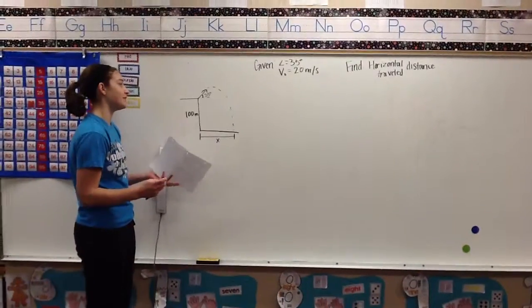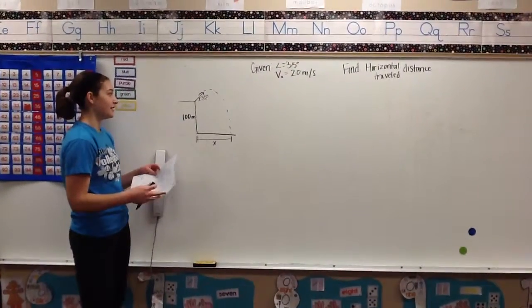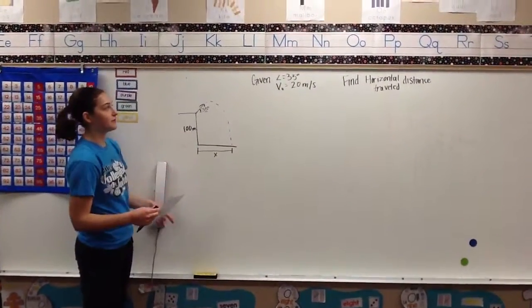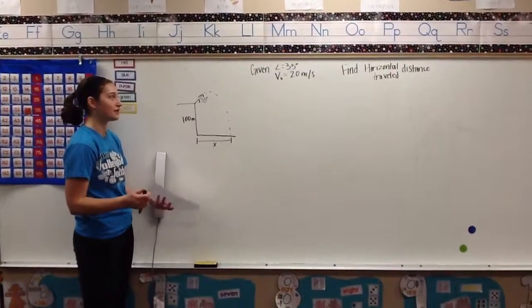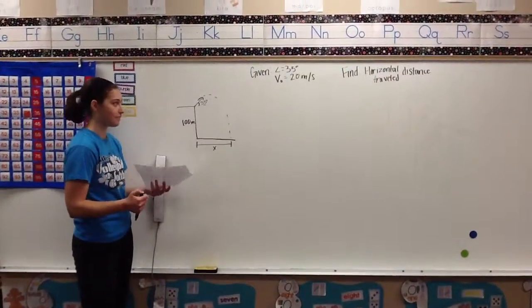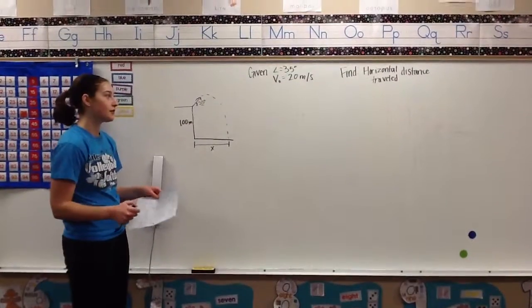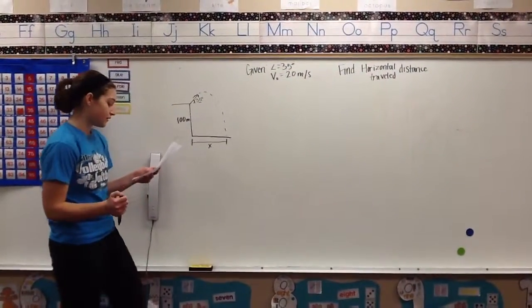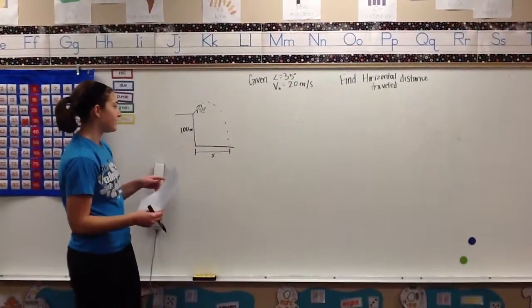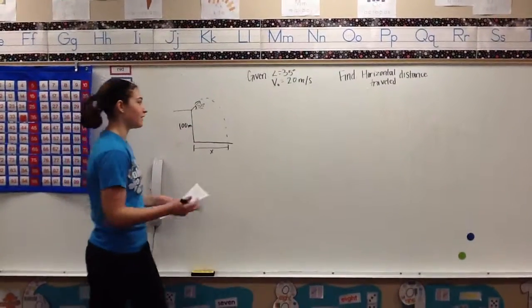This one is a projectile motion problem, and you're given the angle of launch, which is 35 degrees, and the initial velocity is 20 meters per second, and you have to find the horizontal distance traveled. So you have to start with finding the x and y components of the initial velocity.